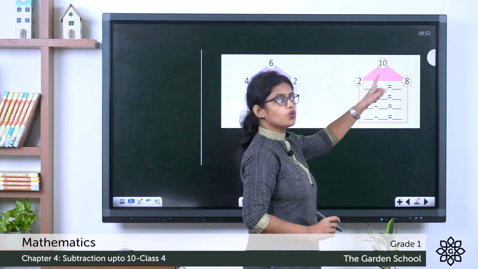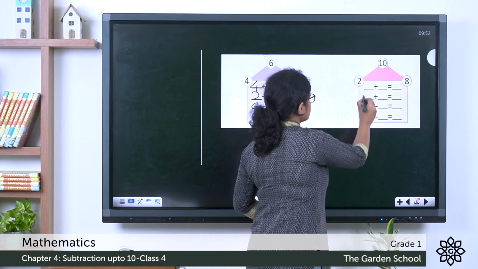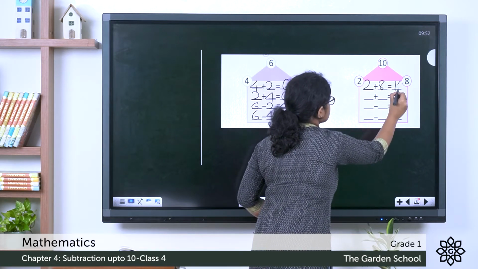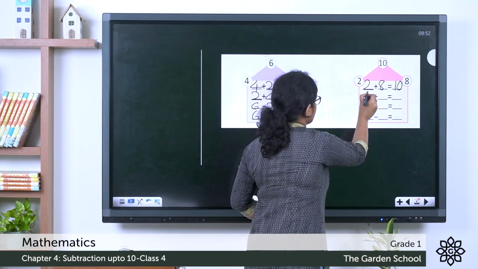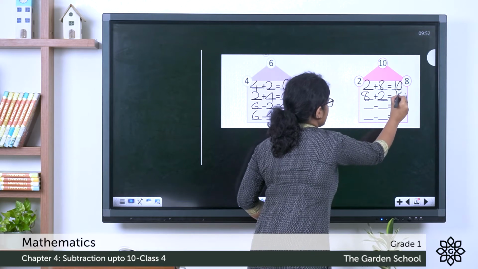10, 2, 8. Which is the biggest number? 10. So first one is addition. So 2 plus 8. What is 2 plus 8? 10. Then let's change the order. 8 plus 2. That is 10.